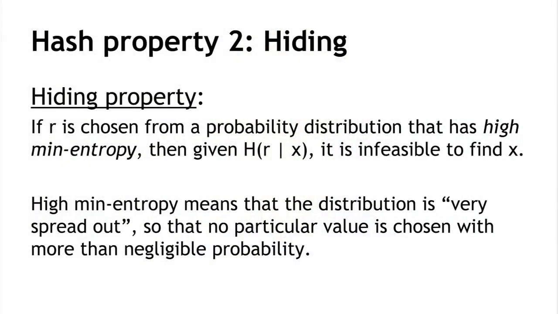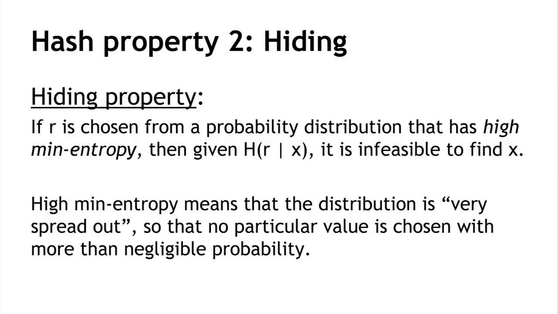So the hiding property that we are going to need to set up is a little bit more complicated. And the way we're going to fix this problem with the common value x, like heads and tails, is we're going to take the x and concatenate it with a value r, which is chosen from a distribution that's really spread out. And so this H of r concatenated with x means take all the bits of r and put after them all the bits of x.